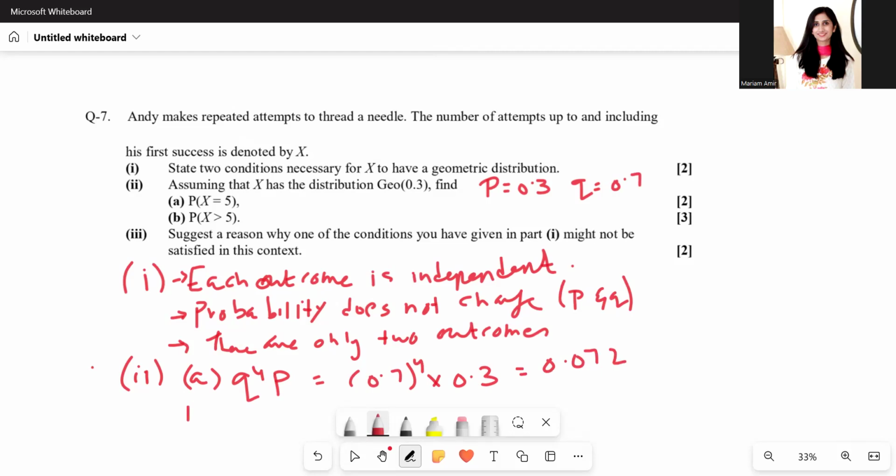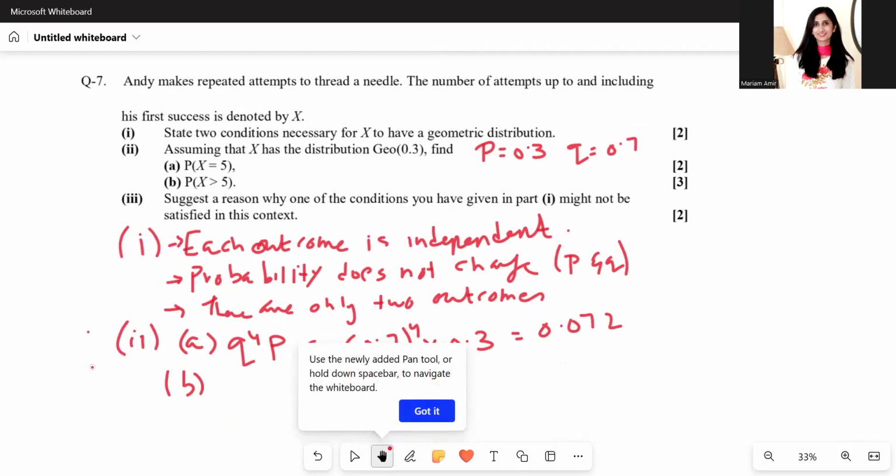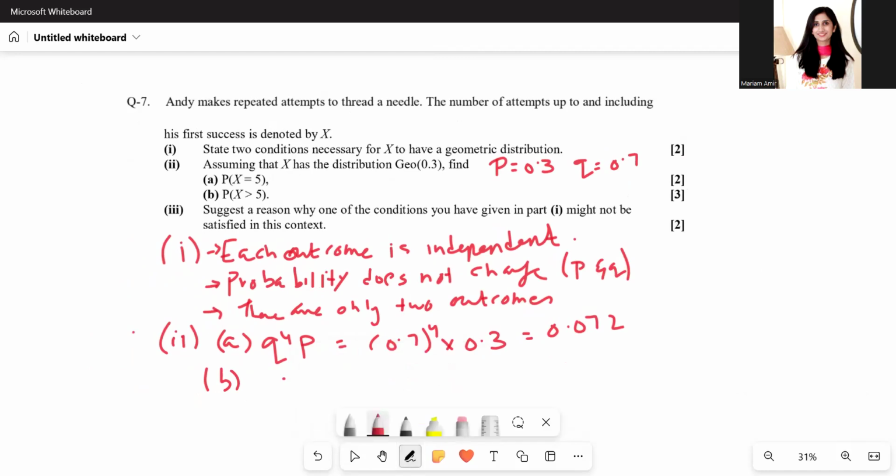And then we have probability x is greater than 5. The formula for that is q power 5. So 0.7 power 5, which gives us 0.168.